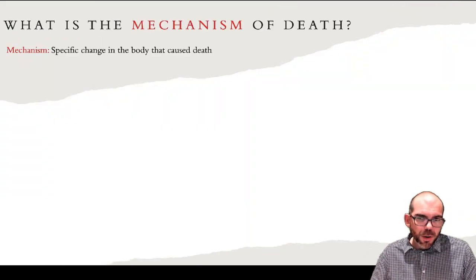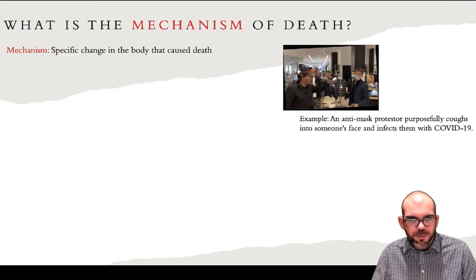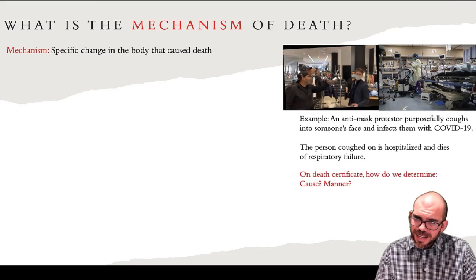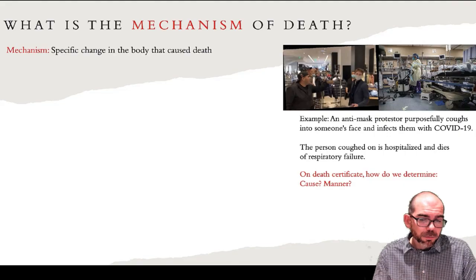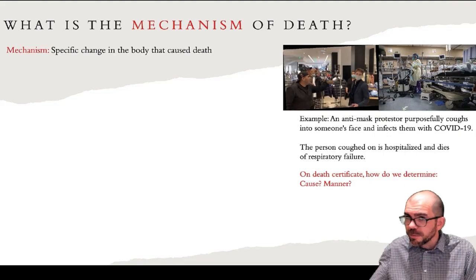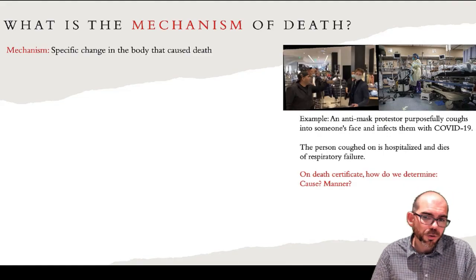Another term we use to describe death in addition to manner is the mechanism. The mechanism is a specific change in the body that caused the death. For example, an anti-mask protester purposefully coughs into someone's face and infects them with COVID-19. The individual coughed on is hospitalized and dies of respiratory failure. On the death certificate, should we list the cause as the purposeful cough, as the virus, as the failure of their lungs? What should we list for the manner?